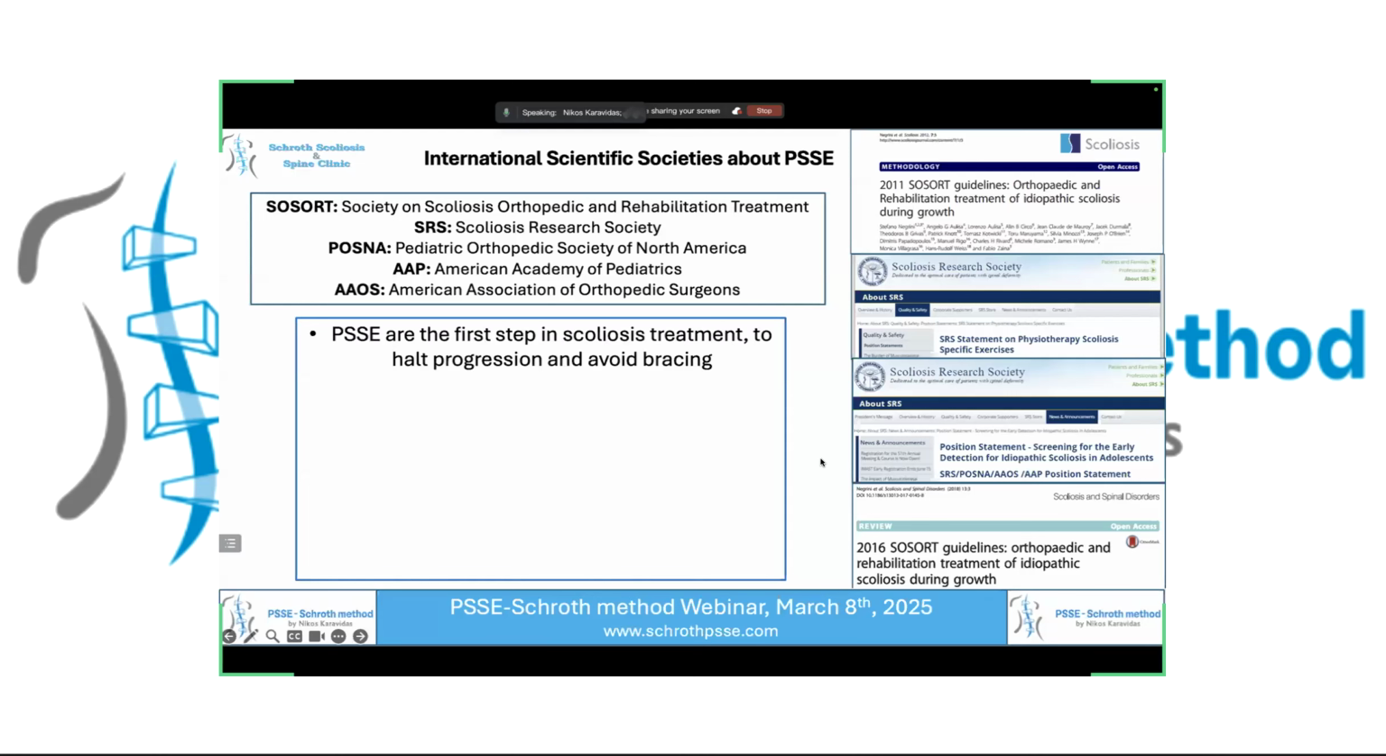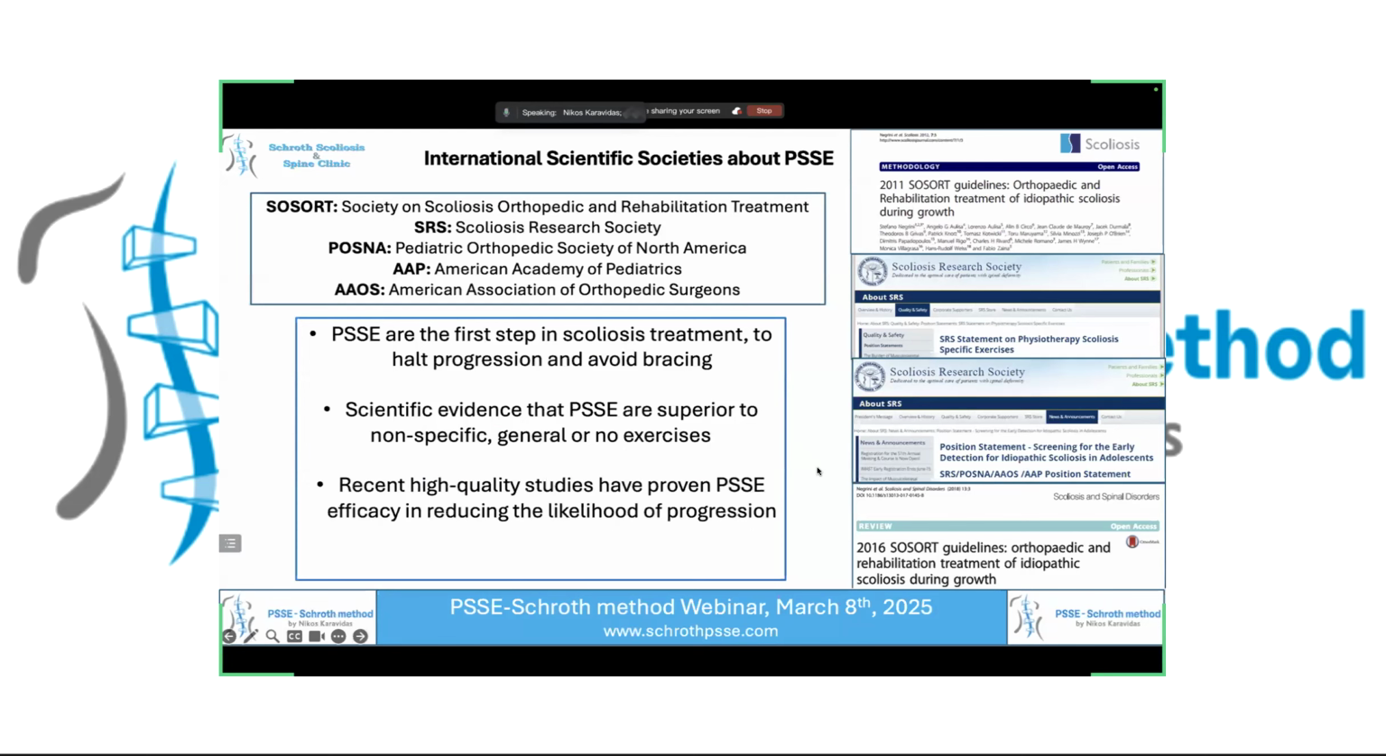PSSE are always the first step in scoliosis treatment, and the main aim is to stop progression. This is always the main aim. Of course, sometimes you can get some partial correction or improvement of the angle and the clinical and radiological aspects, but the main aim is always to avoid progression and, if possible, to avoid bracing. When we speak of scoliosis below 25 degrees, we start to work exclusively with exercises.